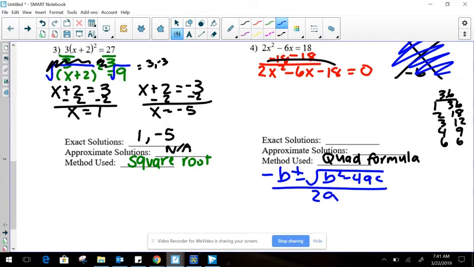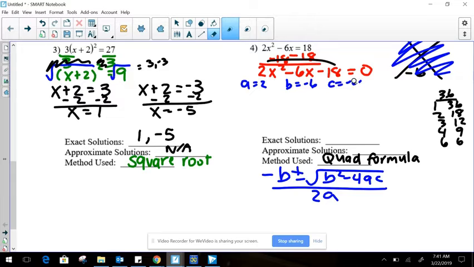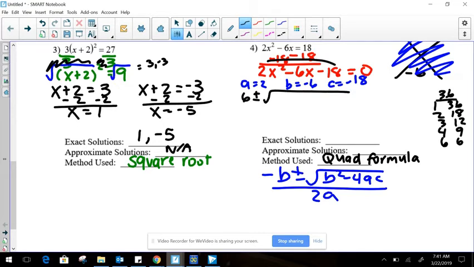So I'm going to label a equals 2, b equals negative 6, c equals negative 18. That's a negative 18. So I'm going to plug in. I have opposite of b. Opposite of negative 6 is positive 6 plus or minus square root of negative 6 squared minus 4 times 2 times negative 18, all over 2 times 2.